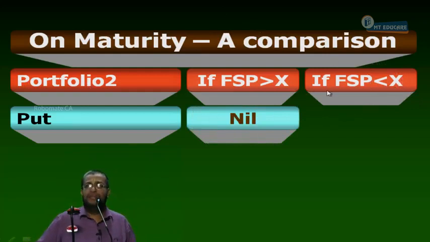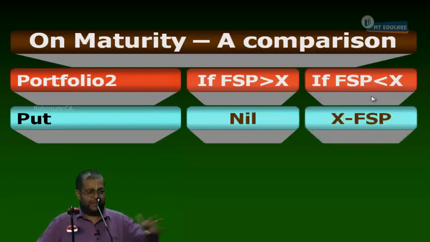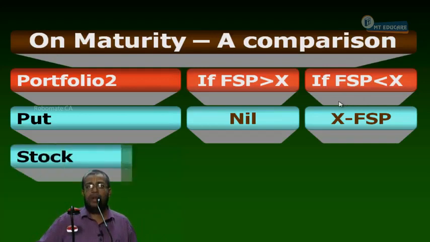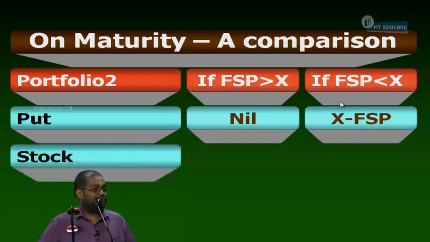Second case, FSP less than the strike price. Exercise or lapse? I have a right to sell at a higher strike price. A share is worth lower, FSP. I'll sell, or not? Yes. What is the benefit the put gives me? It gives me X, while a share is worth FSP. So X minus FSP. Yes or no? No. I'm also having a share or not?